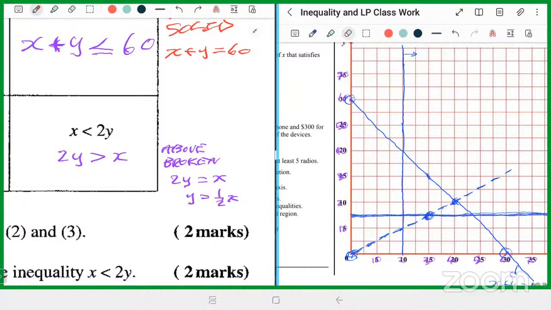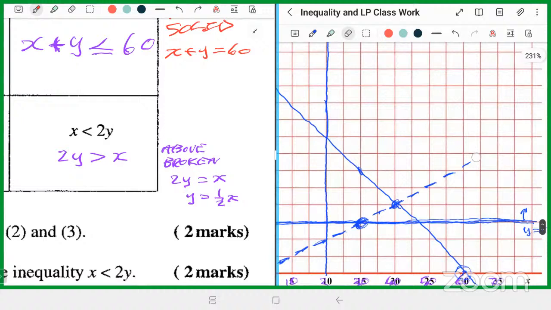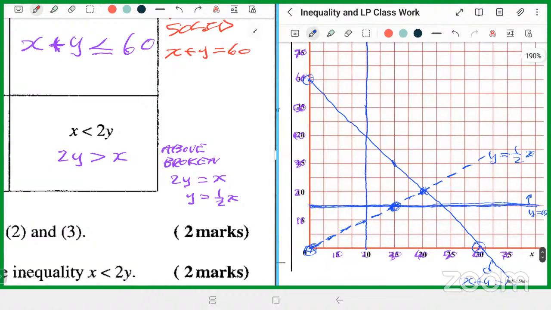And this line is 2y equals x. I feel like you can put y equals half x, it's the same line. It is broken, meaning the points on it are not valid. I want above it, with the arrow pointing up. So you want above this line.